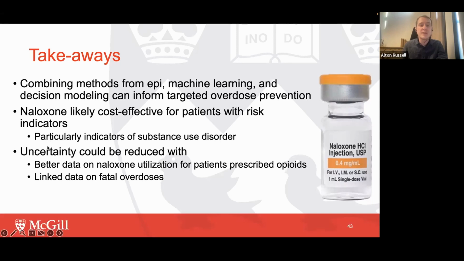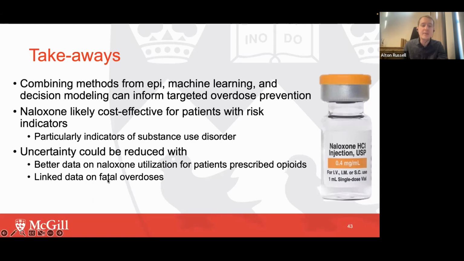There is a lot of uncertainty, and it could be reduced if we had better data on naloxone utilization for this population of patients prescribed opioids. We have some for the patients who are using illicit opioids, but again, it's a different population.